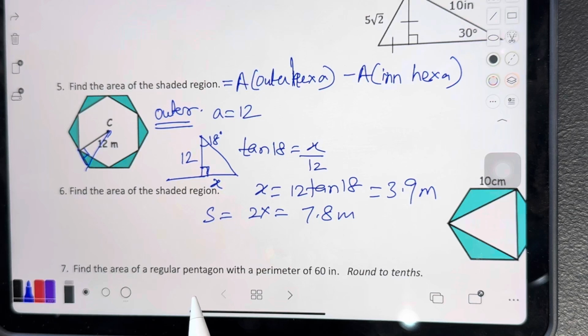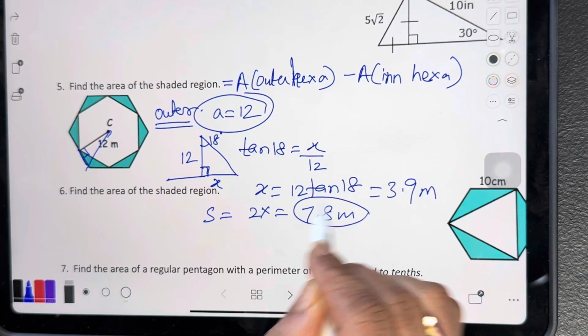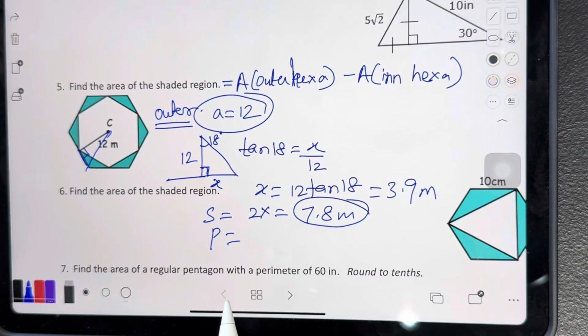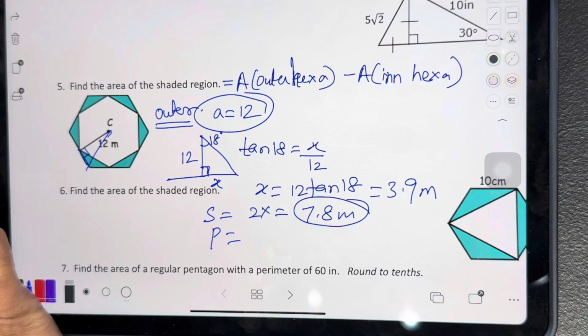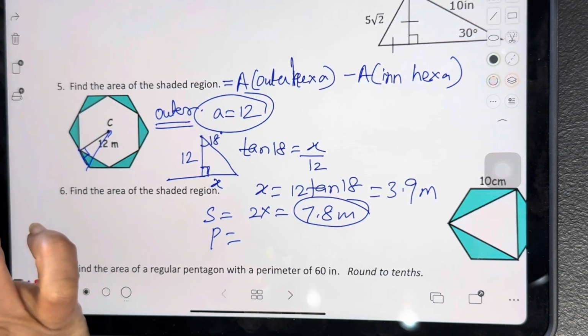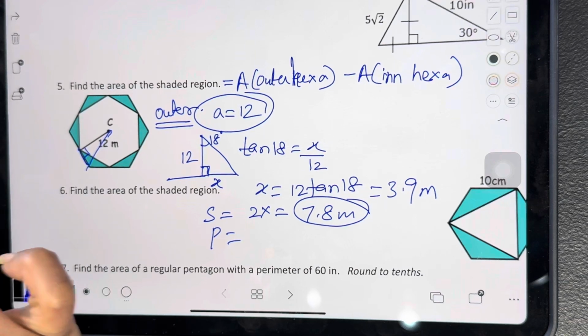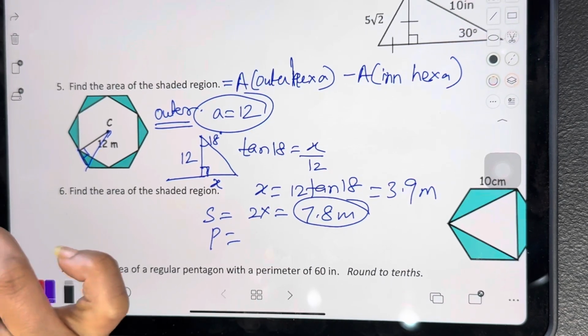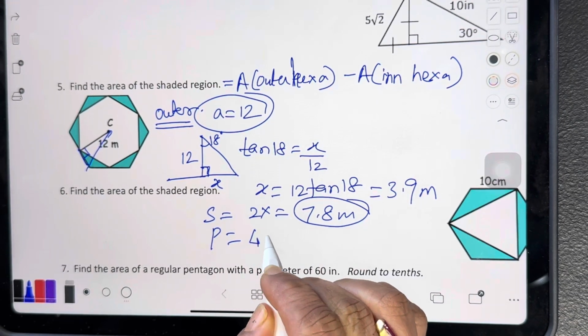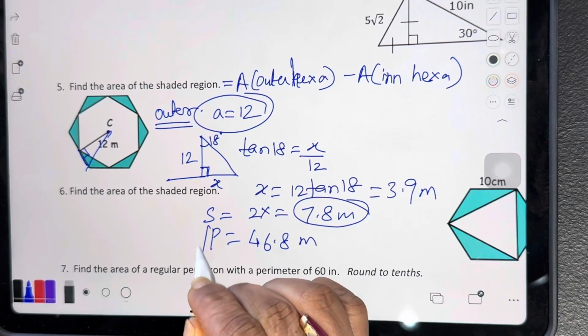And you have the apothem, A is 12. Side length as this. So what will be the perimeter? It's a hexagon. 7.8 times 6 is 46.8 meters. So you have the perimeter.